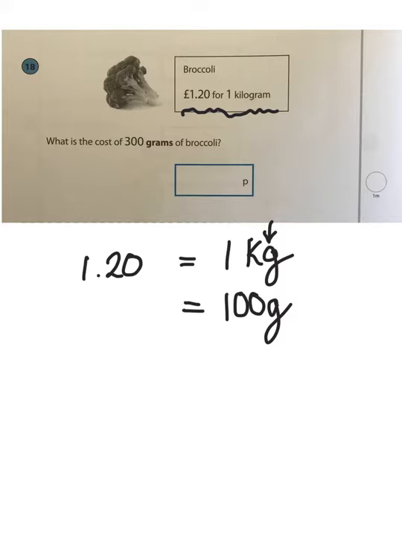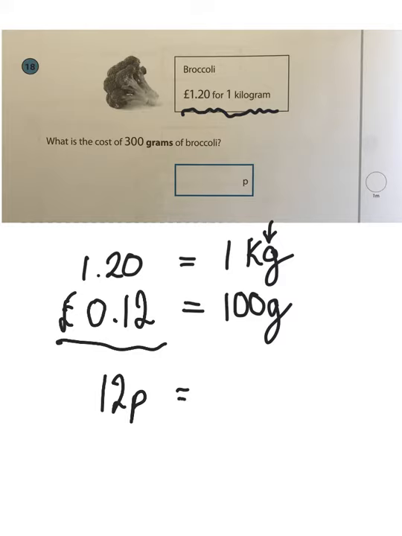When we're dividing by 10, the decimal point moves. Which way does it move if we're dividing? Does it move to the left and make the number smaller, or to the right and make the number bigger? Smaller, to the left. So the decimal point's going to move one place to the left. So now we've got 0.12 equals 100 grams. This is still in pounds. If it was in pence, what would that be? 12 pence. So 12p gets you 100 grams of broccoli.